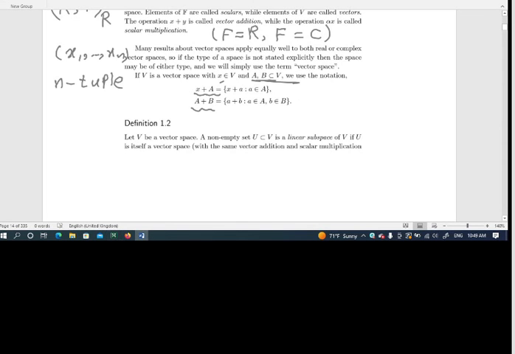Okay, for any member x and subsets A and B, we define x plus A as the set of x plus a for all small a in capital A. And the addition of two subsets is defined like this: A plus B equals all the members a plus b for a in A and b in B.